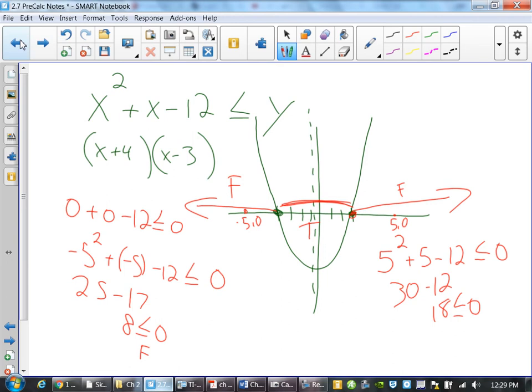If I pick any ordered pair in between there, it'll be a true statement. Think of it as like a shaded region. Where is it true or false?